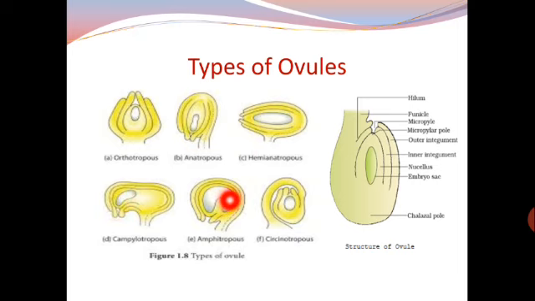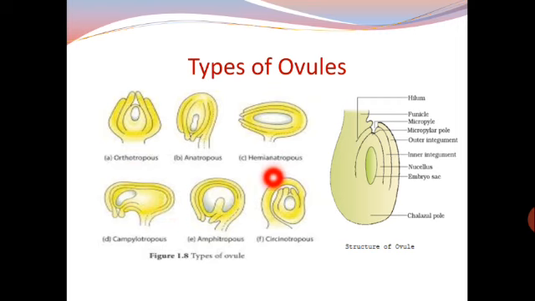In amphitropous, the body of the ovule is very much curved, and the embryo sac and ovule itself take the shape of a horseshoe. The embryo sac is horseshoe shaped over here. In circinotropous, the funicle is especially long, so that it creates a nearly full circle around the ovule, whose micropyle is ultimately pointing upwards. So, these are the different types of ovules.